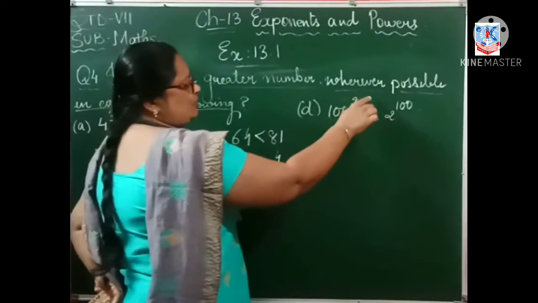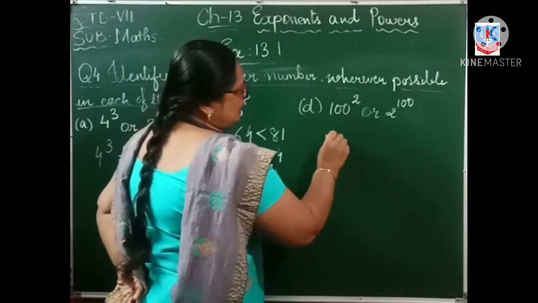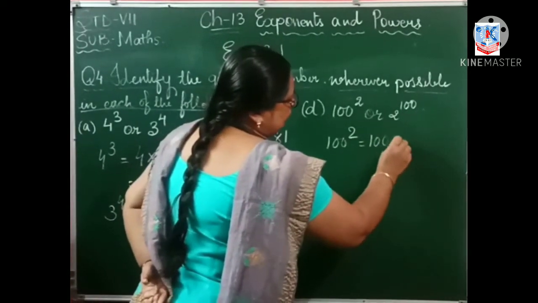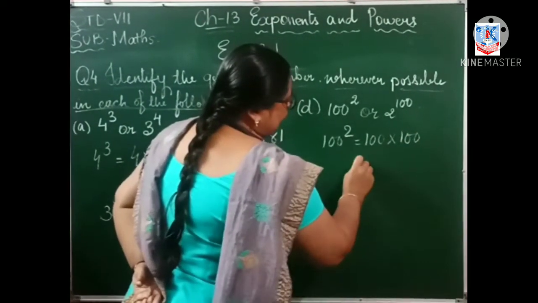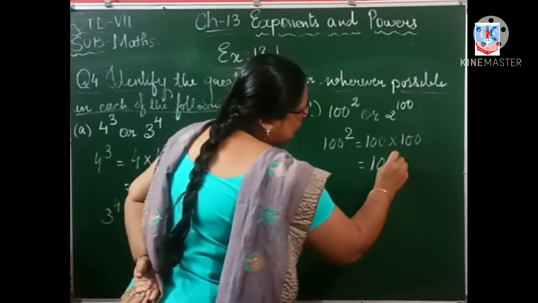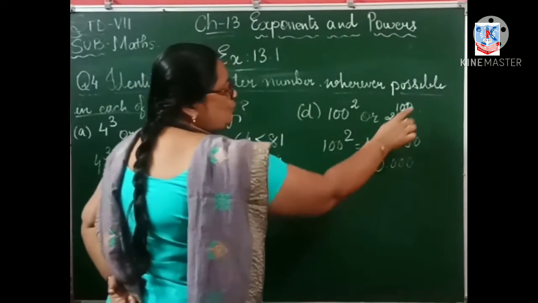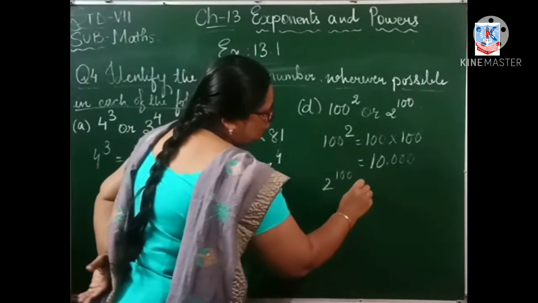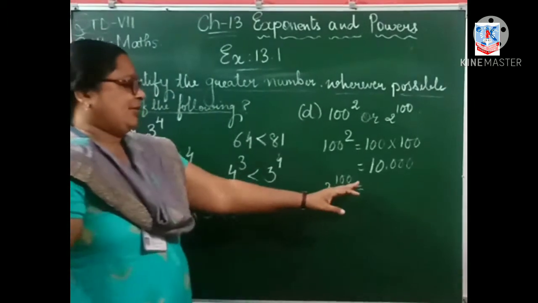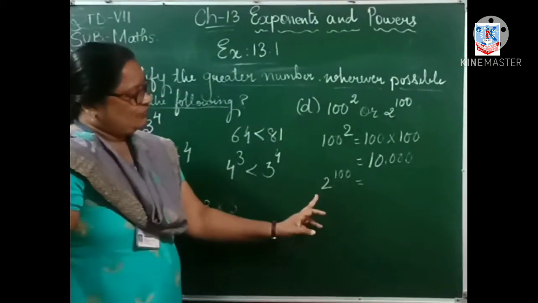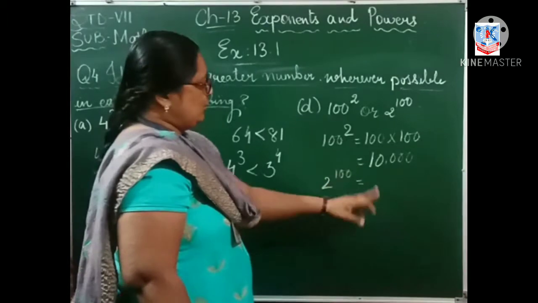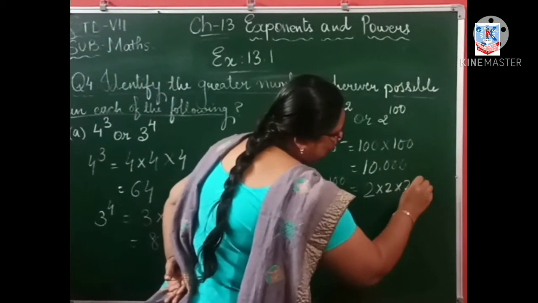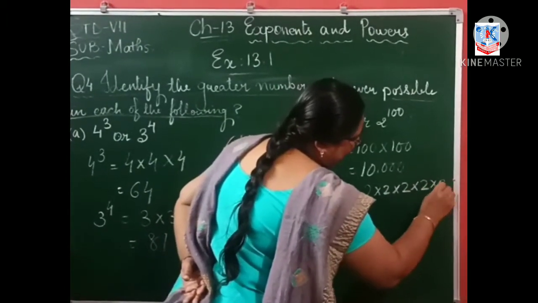Now see, 100 raised to the power 2 means 100 is to be multiplied 2 times. That is 10,000. Now 2 raised to the power 100. Here we have to multiply 100 times. Now what will we do? We will multiply 2, 10 times first: 2 into 2 into 2 into 2 into 2.